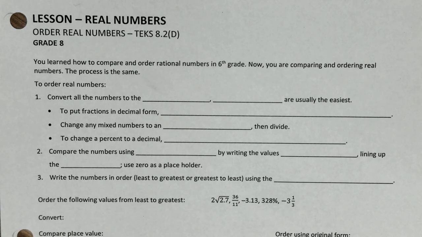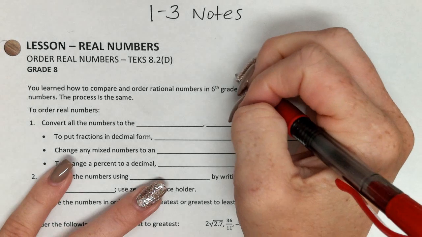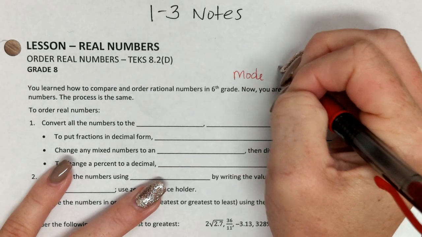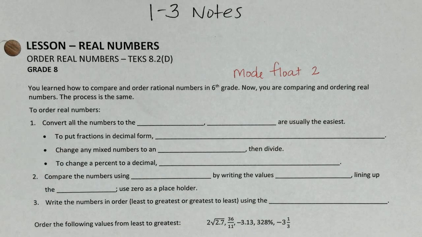Now, when we compare and order numbers, I like us to be in mode float 2. So everybody write that down. When you're comparing and ordering numbers, I like us to be in mode float 2 because it makes your numbers look like money. And you guys are good at money. Y'all are not great at place value. Okay? That's just what I've historically seen as a teacher. Place value confuses you, but money doesn't.